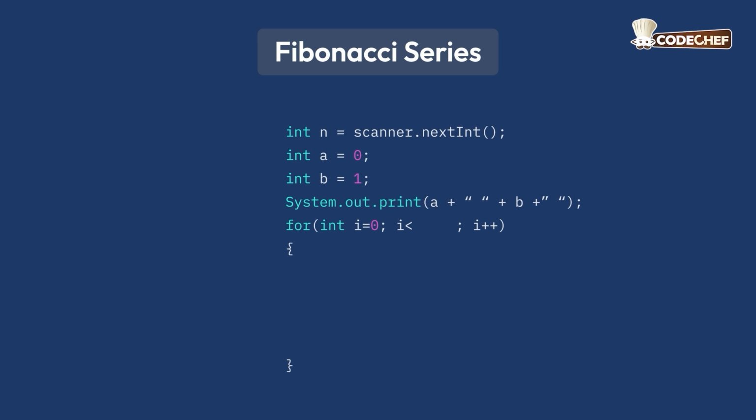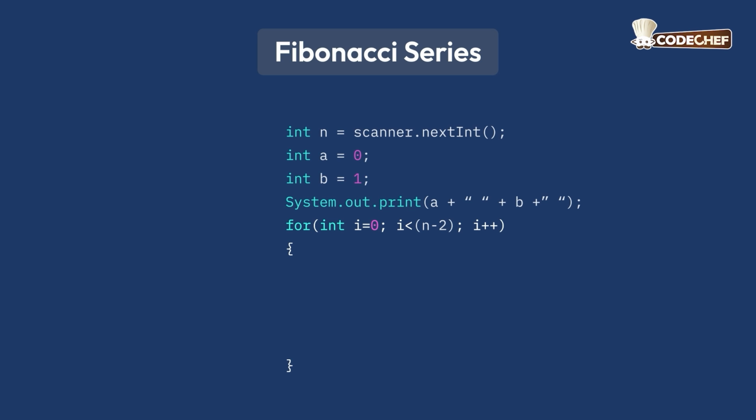But how do we decide how many times this loop will run? We have already printed two numbers, 0 and 1. We know that we have to print n numbers in total, which means the count of numbers remaining will be n minus 2. So our loop will run n minus 2 times.